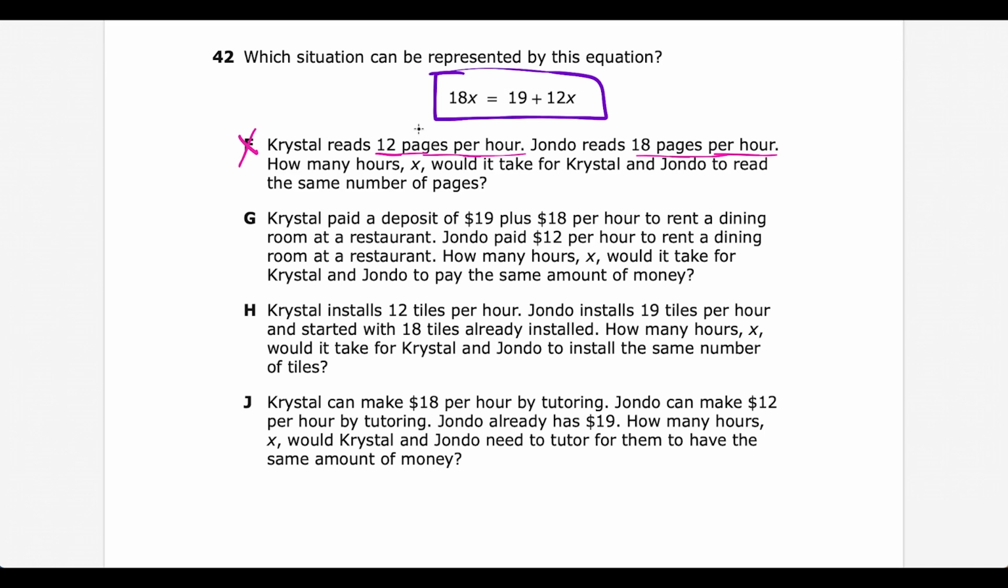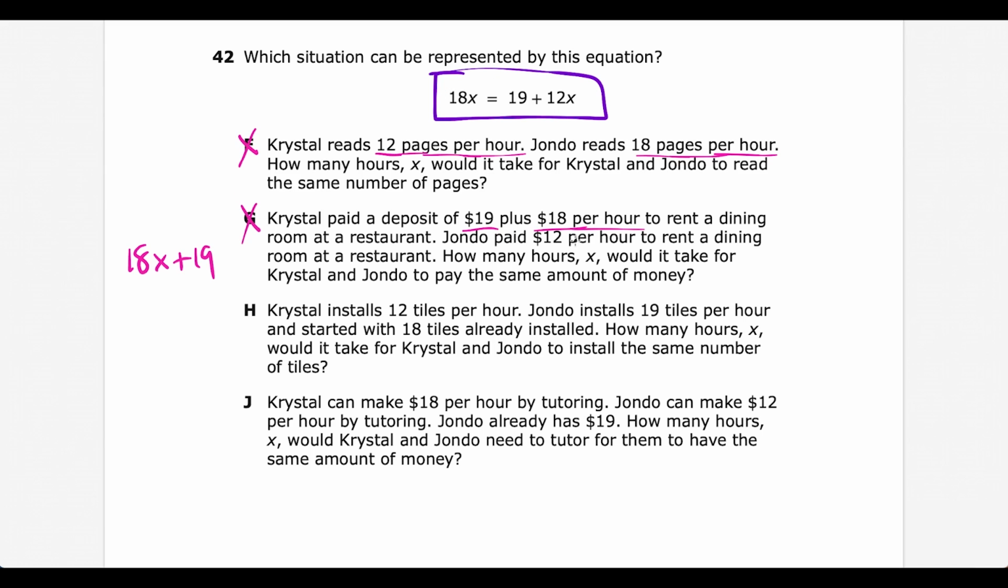And if you think about it, Crystal reads 12 pages per hour. John Doe reads at a faster rate. So then Crystal, if they just kept reading forever, would never catch up to John Doe. So F is out. Now we have Crystal paid a deposit of $19 plus 18 per hour to rent a dining room. So right away, that's looking like 18x plus 19, which does not match what we have here. So I'm already wanting to cross this out, but sure, we could read the rest.